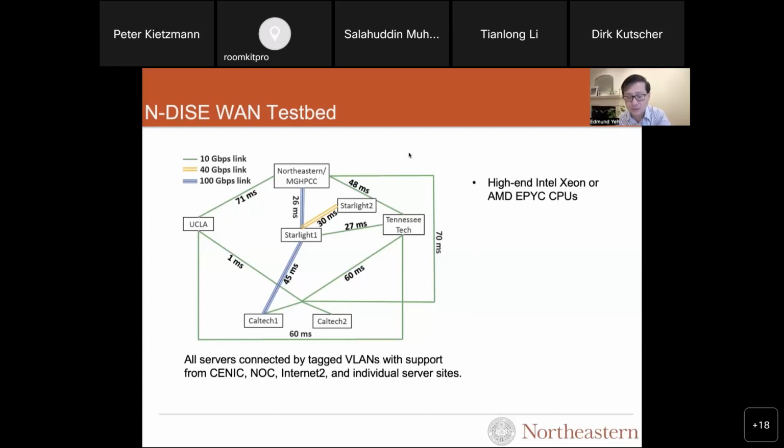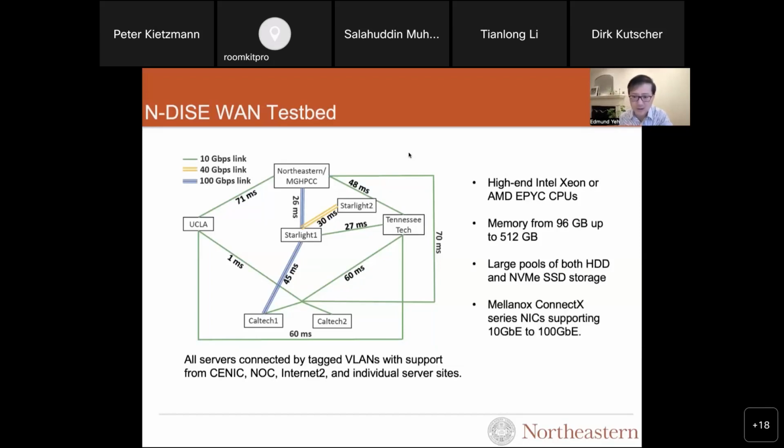In terms of equipment, we're using high-end Intel Xeon or AMD EPYC CPUs. Memories of these servers range from 96 gigabytes up to 512 gigabytes. We use large pools of both HDD and NVMe SSD storage. We used Mellanox ConnectX series NICs supporting 10 to 100 gigabit Ethernet. So this is a very high performance testbed on a wide area network, in fact, transcontinental across the country. You can see the different colors of the links on this picture indicate the capacity of the link as the theoretical limit, ranging from 10 gigabits per second to 100 gigabits per second. And the times there are the theoretical round trip delays on these links.